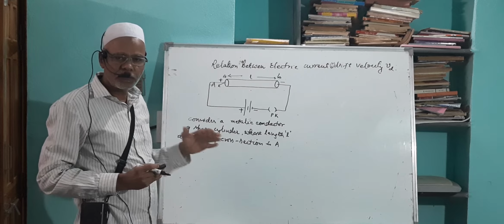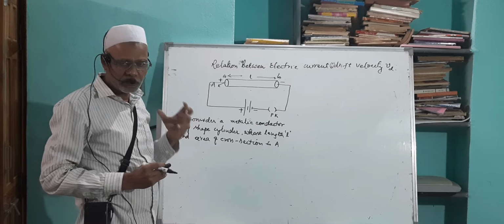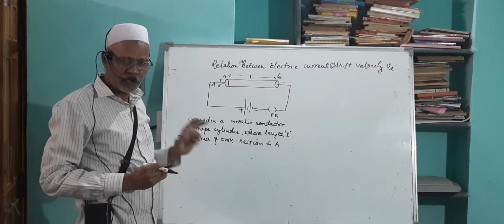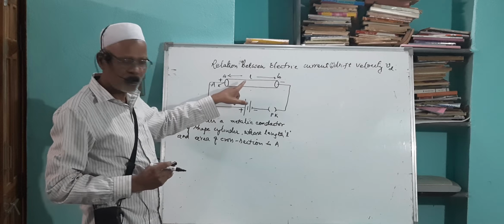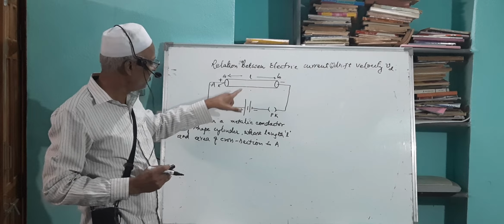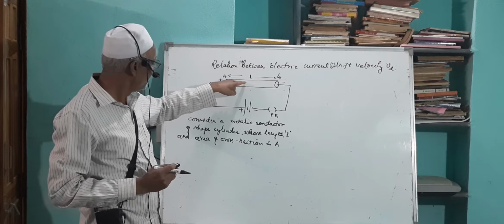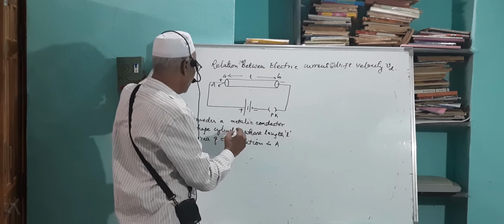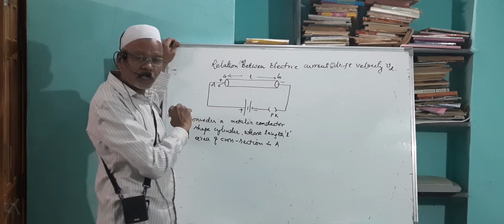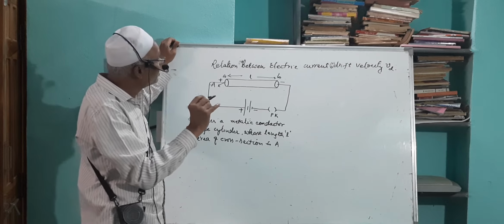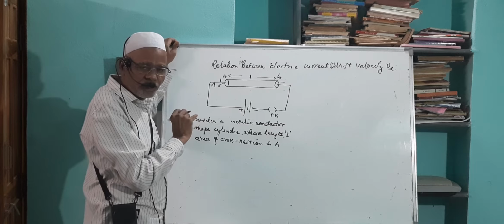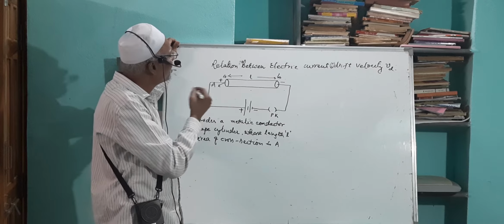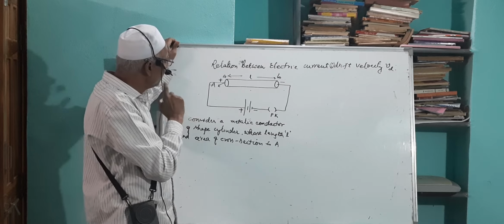In order to produce the current in the conductor, you have to satisfy two conditions. First condition, there should be a good conductor of electricity. I mean that this cylindrical conductor contains free electrons, so it will act as a good conductor of electricity. It is a conducting path.